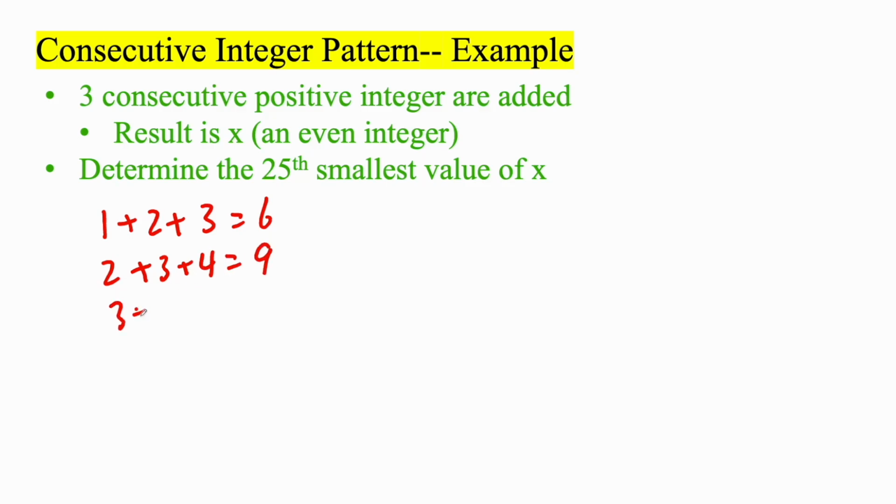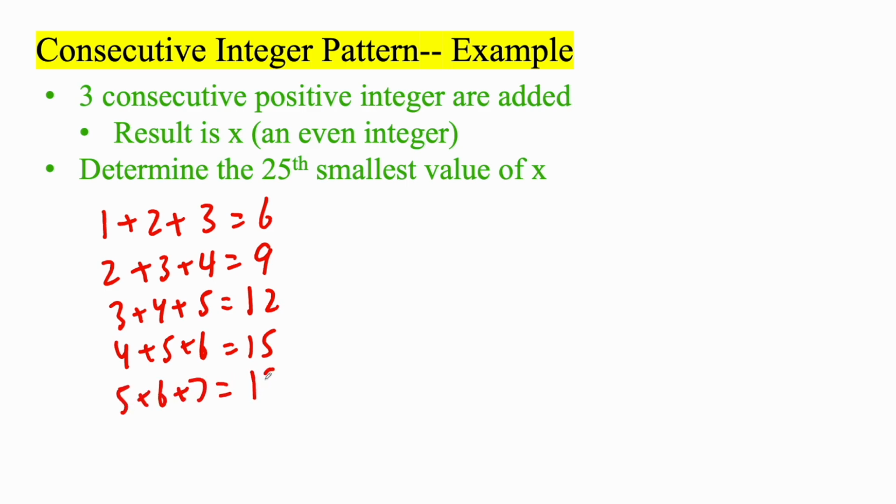We can do 3 plus 4 plus 5. We're going to get 12. And we can do 4 plus 5 plus 6, and we're going to get 15. I'll do one more. 5 plus 6 plus 7, and we're going to get 18. And this time we want even. And so if you want to write the formula, we can.